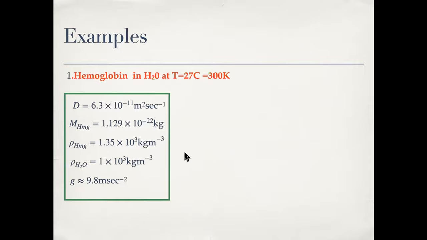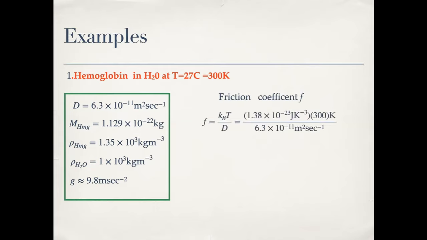The density of hemoglobin, as you see, is slightly larger than water. It is 1.35 × 10³ kilograms per meter cubed. The density of water is of the order of 1. And the gravity acceleration is 9.8 meters per second squared. So let's now do the calculation. The friction coefficient F is kT over the diffusion coefficient. So I use this number and I can calculate the friction coefficient. And it turns out to be almost 10⁻¹⁰ newtons times second divided by meter.